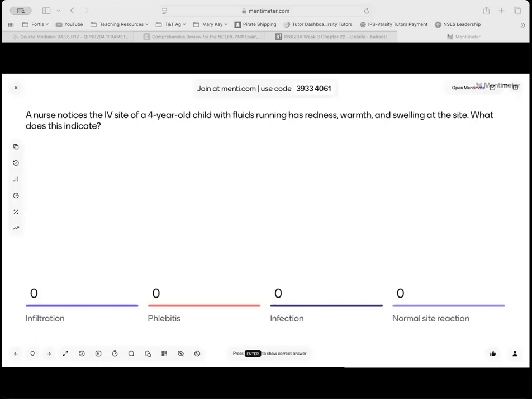Here we are assessing an IV site. And we see that our 4-year-old child has continuous fluids running and we have redness, warmth, and swelling at our IV site. So what does this tell us about our IV?